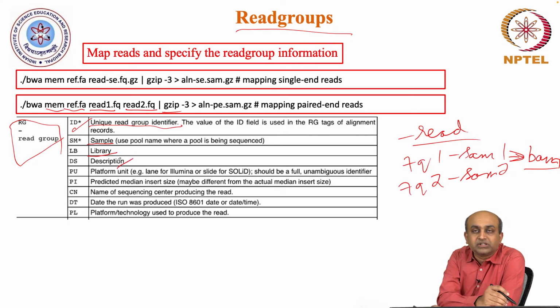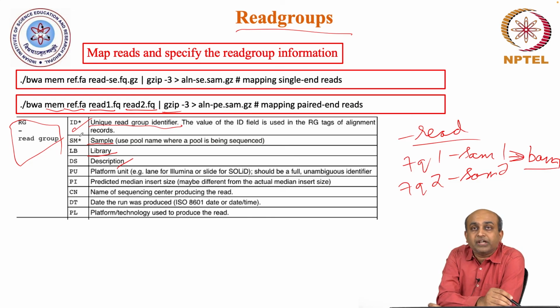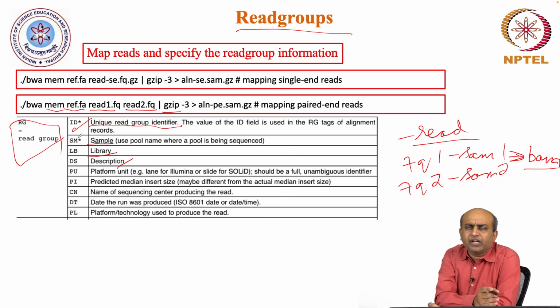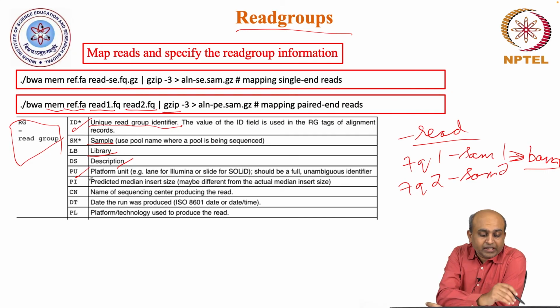You can also provide some description, right? You might want to provide a description which is useful even for somebody who is not familiar with your sample ID or read group ID. Just by looking at the description, they should be able to figure out what this sample refers to. You can also provide the platform, right? Whether you sequenced it with Illumina, Ion Torrent, or PacBio, whatever platform was used, that can be included.